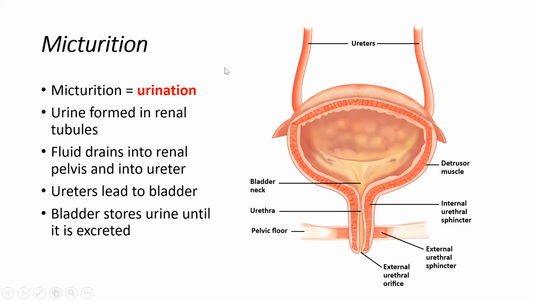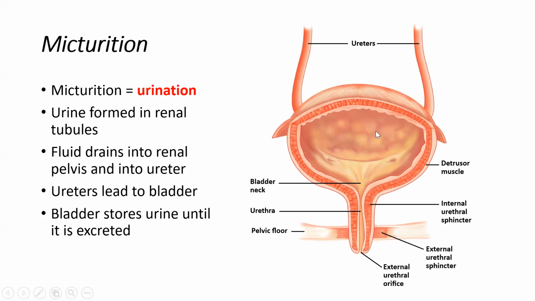So let's move on here to look at micturition. Micturition is basically the process of urination or voiding of the bladder. It's basically emptying of the urine that is being stored in the bladder. So remember, the kidneys are making urine. It's being transported to the bladder by the ureters. So we have 2 ureters, one coming from each kidney, and that is bringing urine to the bladder.